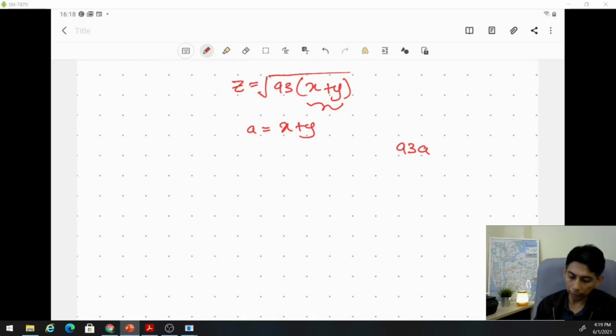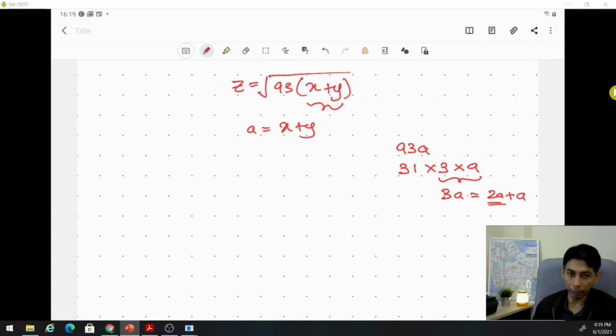So 93A is actually 31 multiplied by 3 multiplied by A. We have 93A, and this we can change to B, and 3A is actually 2A plus A, right? It's 3A.